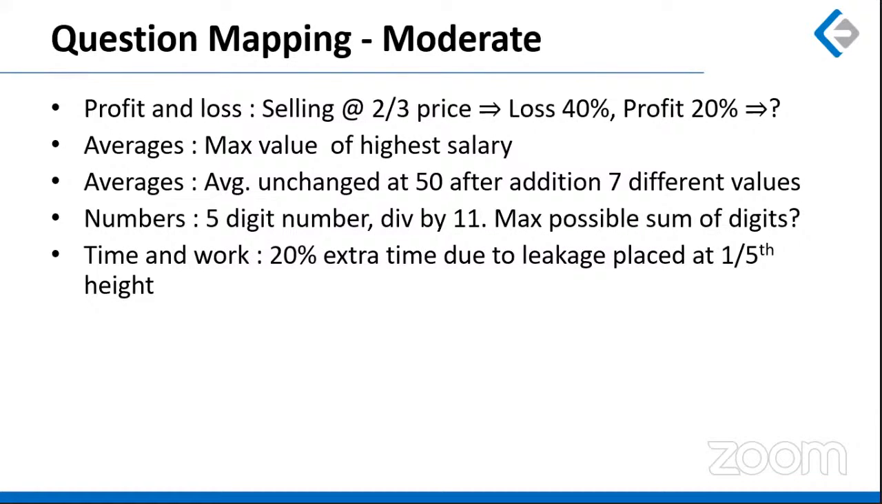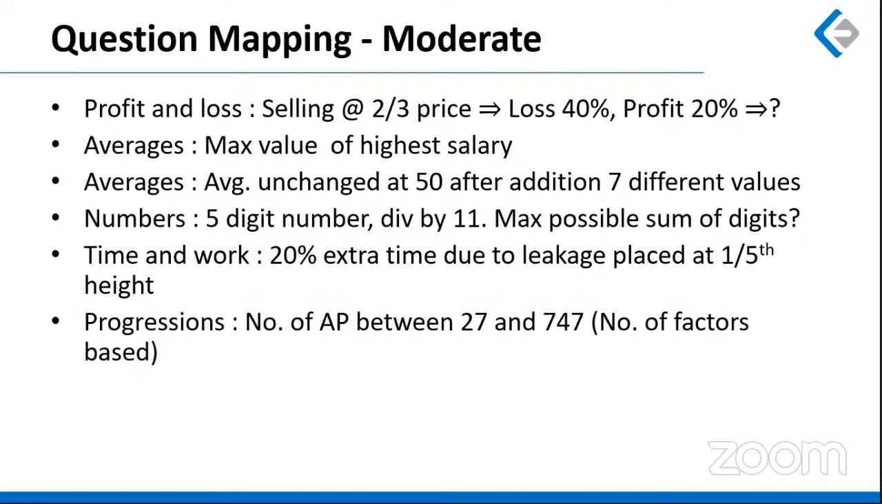So once again, you can go with the assumption of the values here. You can assume that the standard time might be 5 minutes, so 20% extra comes to 6 minutes. You can also assume the capacity of the tank, which is 5 liters because 1/5 of the height is given. So once you start with the assumption of the values like this, you can easily solve this question.